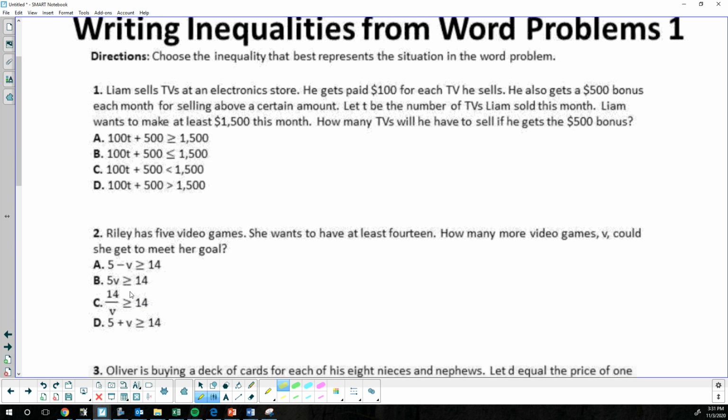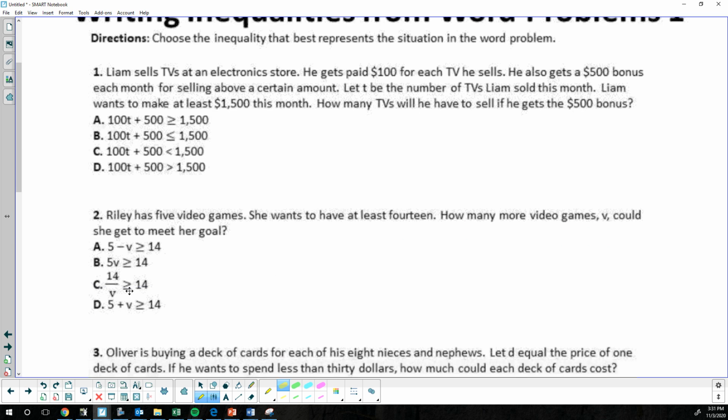We want to work on trying a couple of inequality word problems together. So the first step is to read it through and then highlight the key numbers and words. Liam sells TVs at an electronics store. He gets paid $100 for each TV that he sells. He also gets a $500 bonus each month for selling above a certain amount.